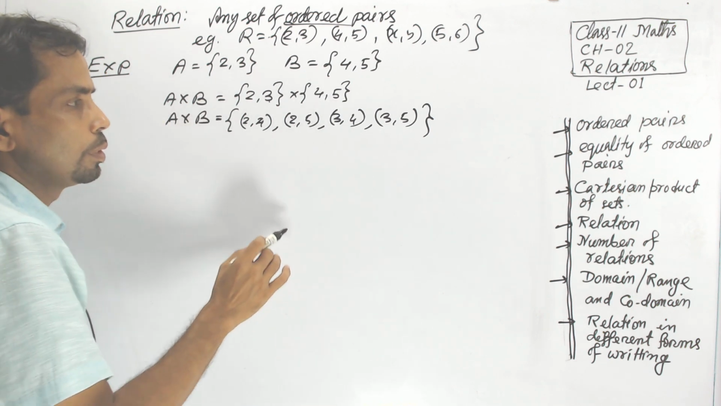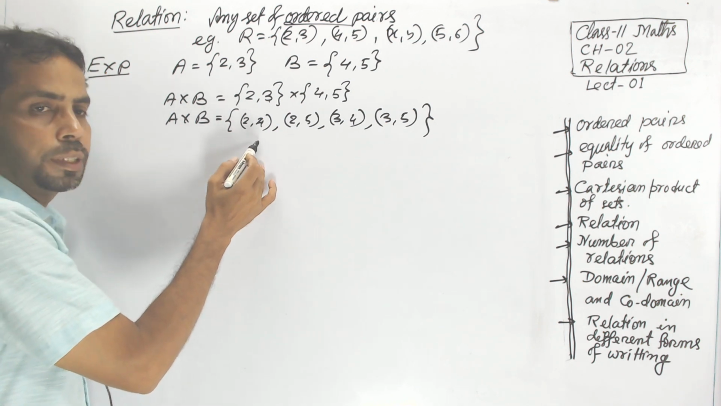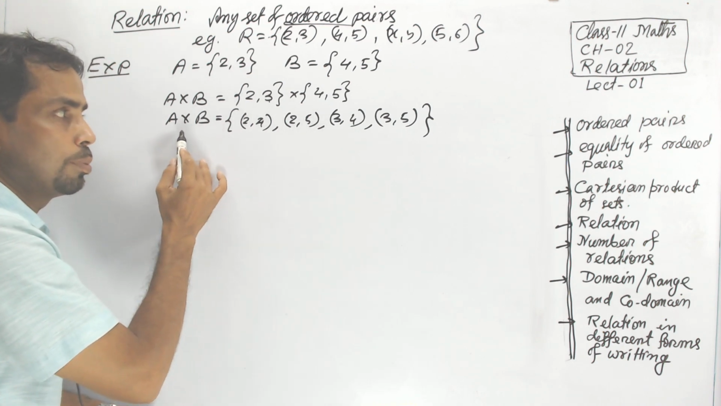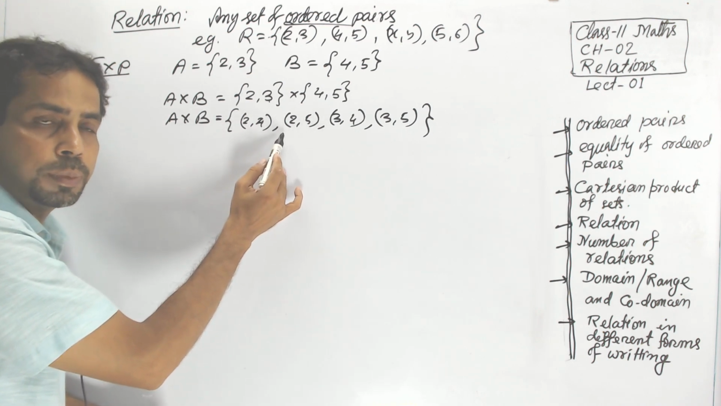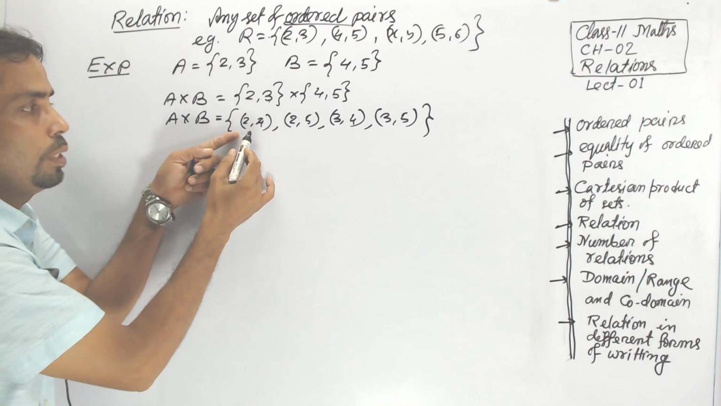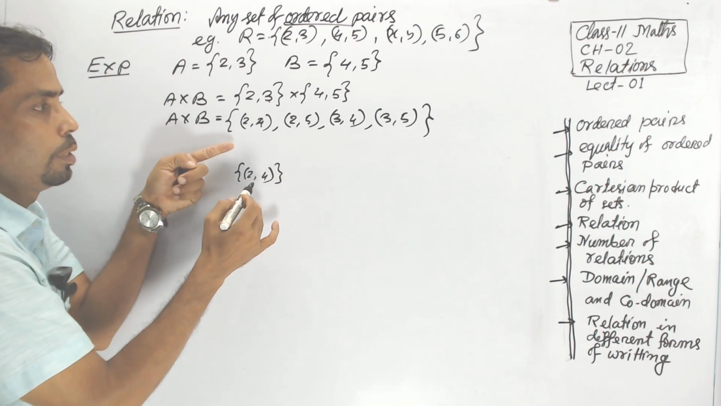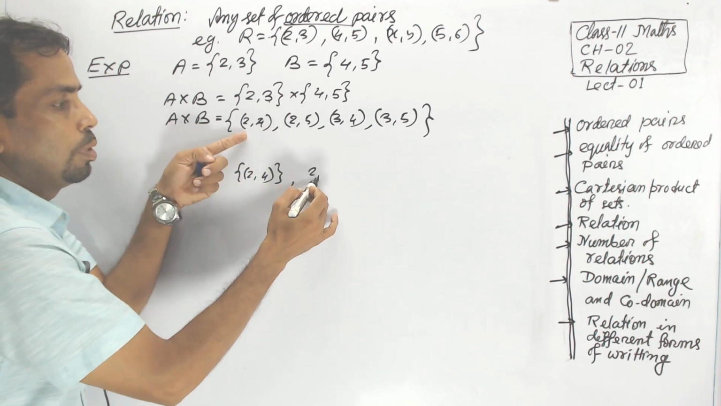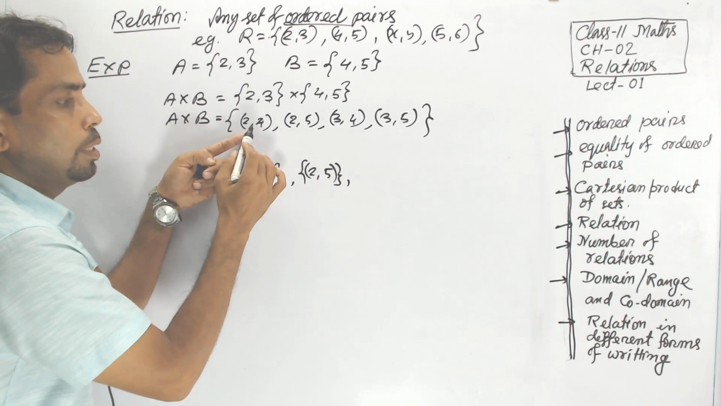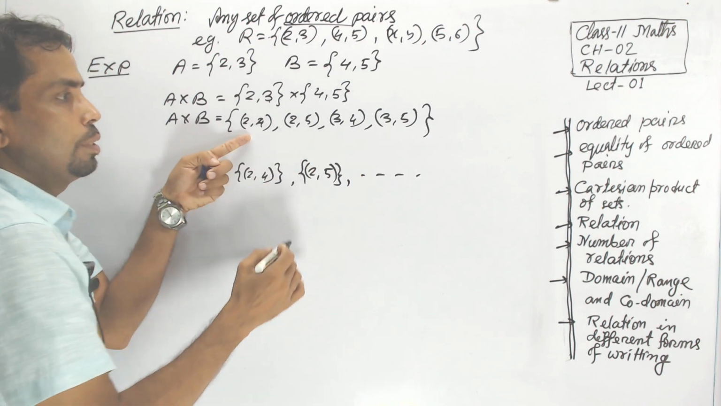Now I'll take all the subsets of A × B. A subset means a collection of elements from A × B. I am going to write the subsets of A × B, taking the elements 1 at a time, 2 at a time, 3 at a time, and so on. If I take 1 at a time, (2, 4) is a subset. Then (2, 5) is another subset. Every single element makes a subset, so I can write more subsets.